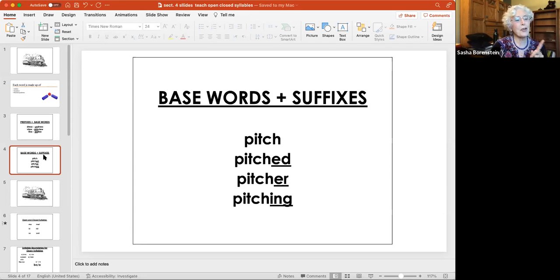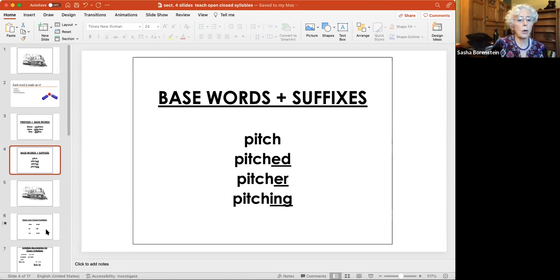So you just said something that's really, really important. We can add suffixes that change the part of speech, like the word pitch. I think of it as an action word, a verb. But when I put the er on it, it becomes a noun. Isn't that interesting? And if I put ing on, pitching, what it means is that action is happening in real time right now.